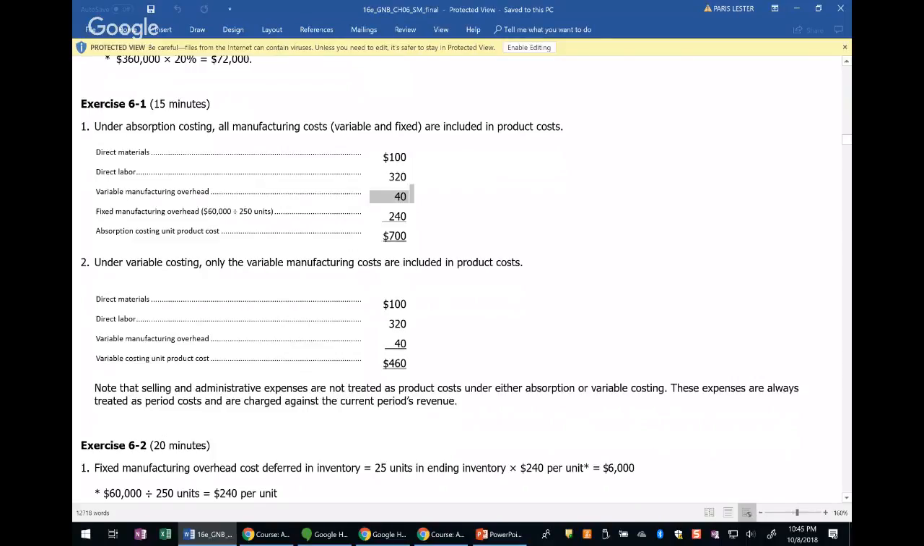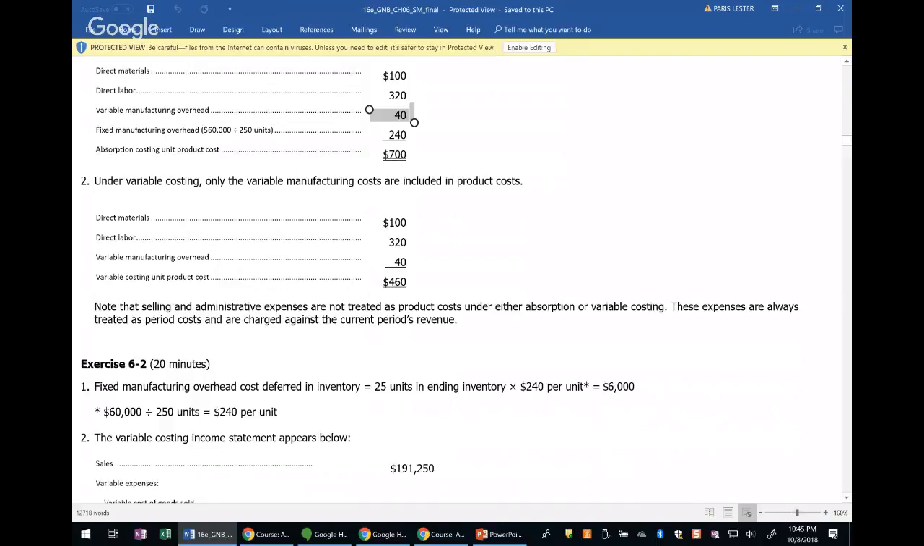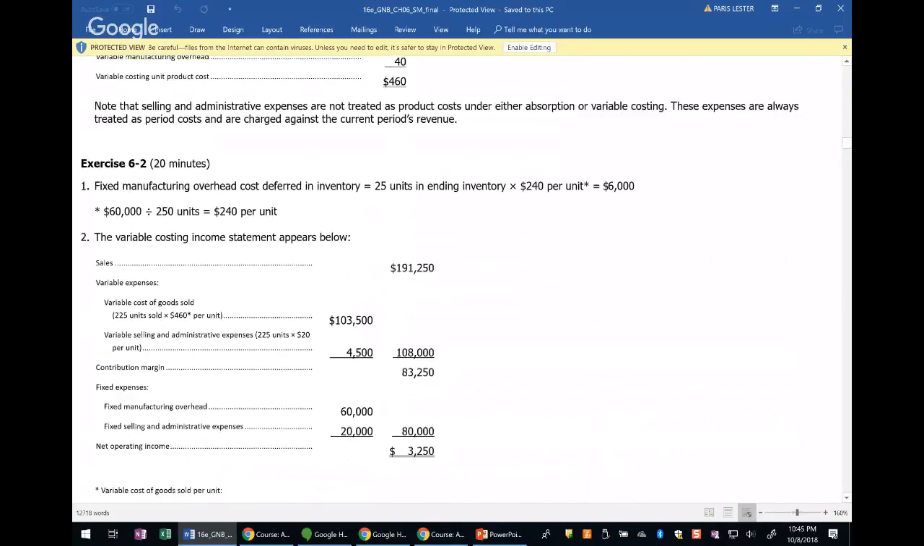Now, we looked at all the cost up here, and we know that fixed is $240 a unit. Now, this has got to be your first question. Fixed factory overhead cost deferred in inventory equals 25 units in inventory times $240, which is $6,000. Now, I showed you the 240 up here. $60,000 divided by 250 units is also the 240. That's absorption costing, okay? Now, the second part was to do a variable cost income statement.